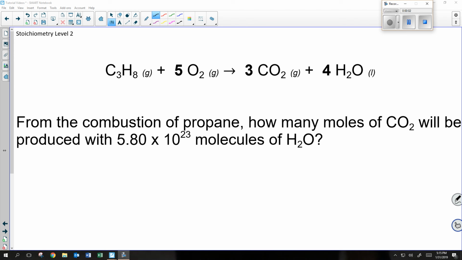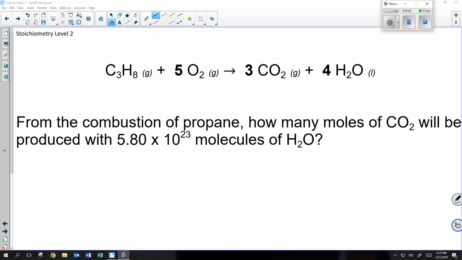We are going to work a stoichiometry level 2 question where we are converting molecules of one substance to moles of another substance. We already have our balanced chemical equation. The question reads, from the combustion of propane, how many moles of CO2 will be produced with 5.80 times 10 to the 23rd molecules of H2O?